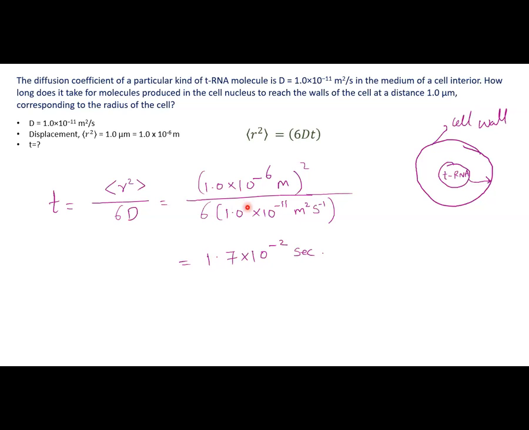That's pretty small. It's quick. If you look at the answer to this problem, for the tRNA molecule to get displaced 1 micrometer, it takes very little time. Probably the movement of the tRNA molecule is mediated by enzymes, so that's why it's pretty fast.